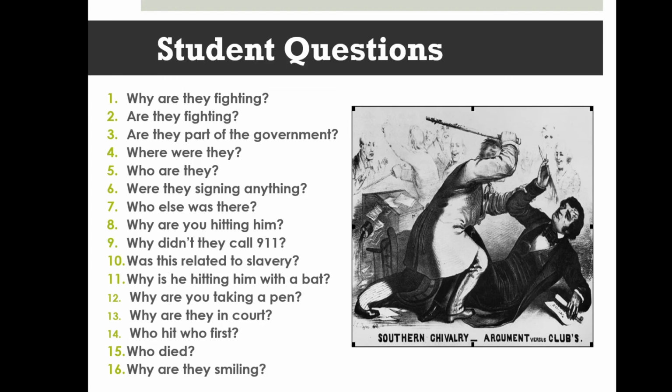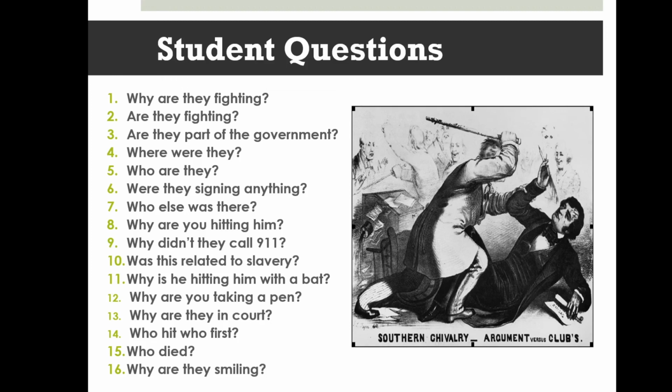Why are they fighting? Are they fighting? Are they part of the government? Where were they? Who are they? Were they signing anything? Who else was there? Why are you hitting him? And my all-time favorite, number 9, is why didn't they call 911? Talk about lots of discussion that could take place there.